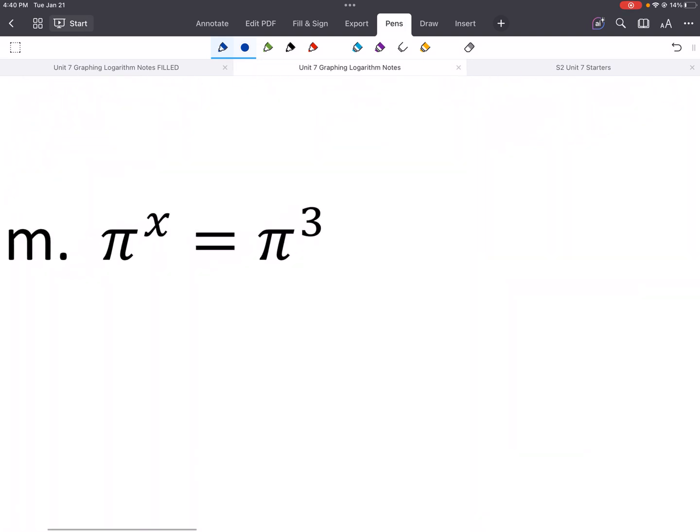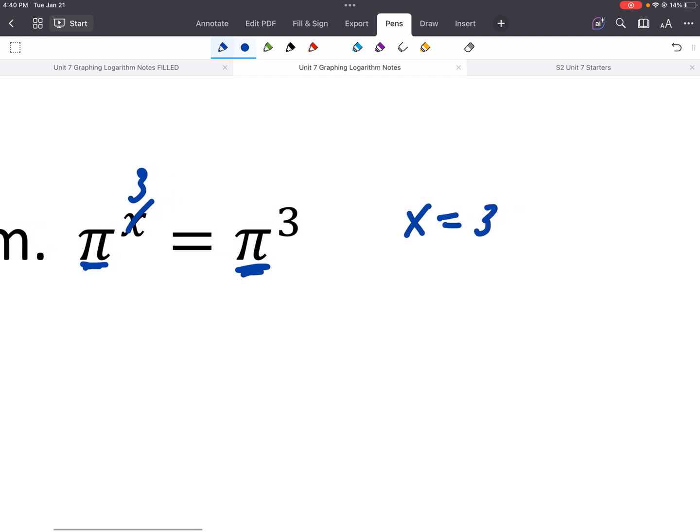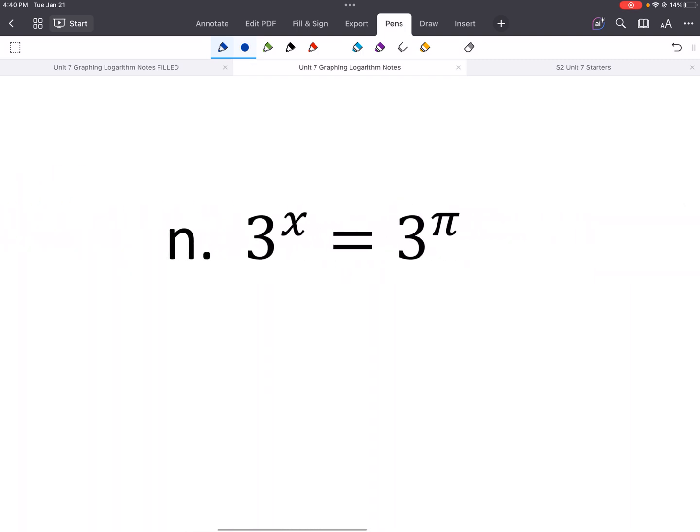Okay, and then finishing off, these ones are pretty easy. The only thing that's really different here is instead of having a rational number, here we have an irrational number like pi. But it's pretty simple. What would x have to be? It would have to be 3. It's the same. If they have the same base, we're really just matching their exponents. Here's another example. X has to be pi, because if they have the same base, then their exponents have to be the same as well.